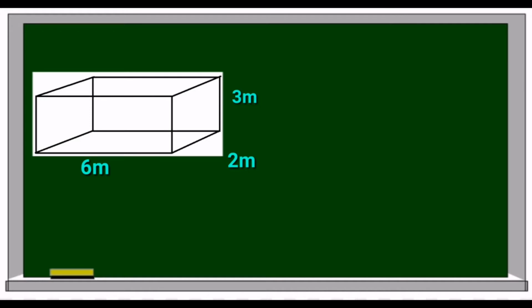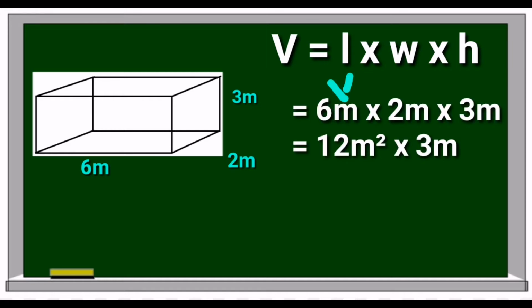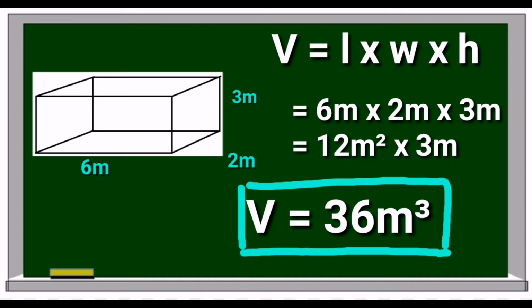Since the swimming pool is a rectangular prism, we use the formula V equals L times W times H to find its volume. So, V equals L times W times H equals length 6 meters times width 2 meters times the height of 3 meters. 6 meters times 2 meters is equal to 12 square meters times 3 meters. The final answer is 36 cubic meters. Therefore, the volume of the said swimming pool is 36 cubic meters.